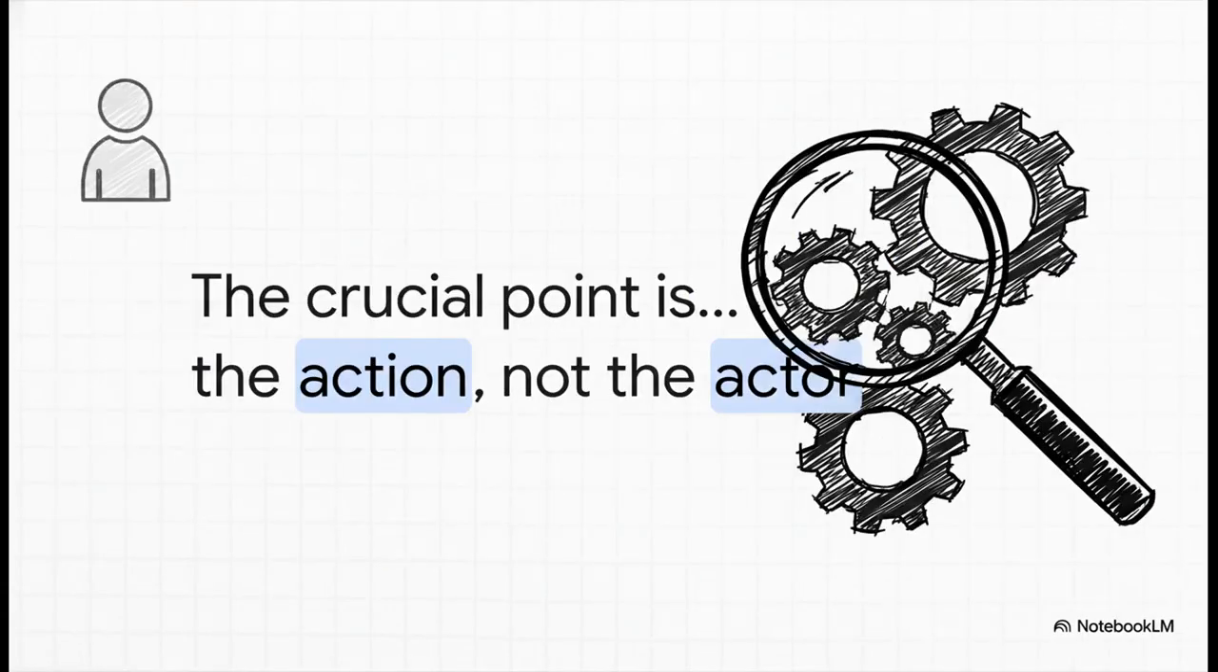So if there's one thing to remember from all this, it's this. The passive voice is all about focus. It's a tool you use to put the spotlight on the action, not the actor. When what happened is more important than who did it, the passive voice is exactly what you need.